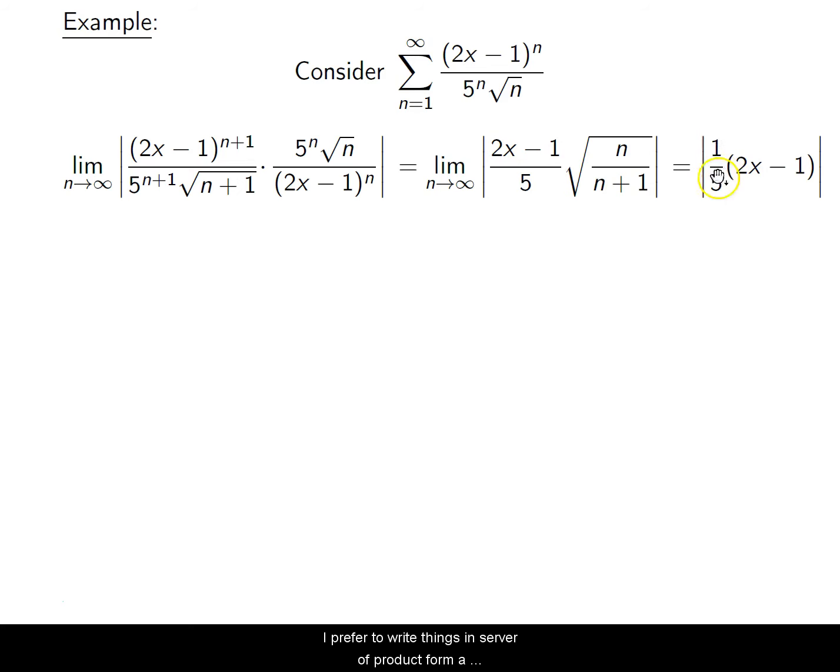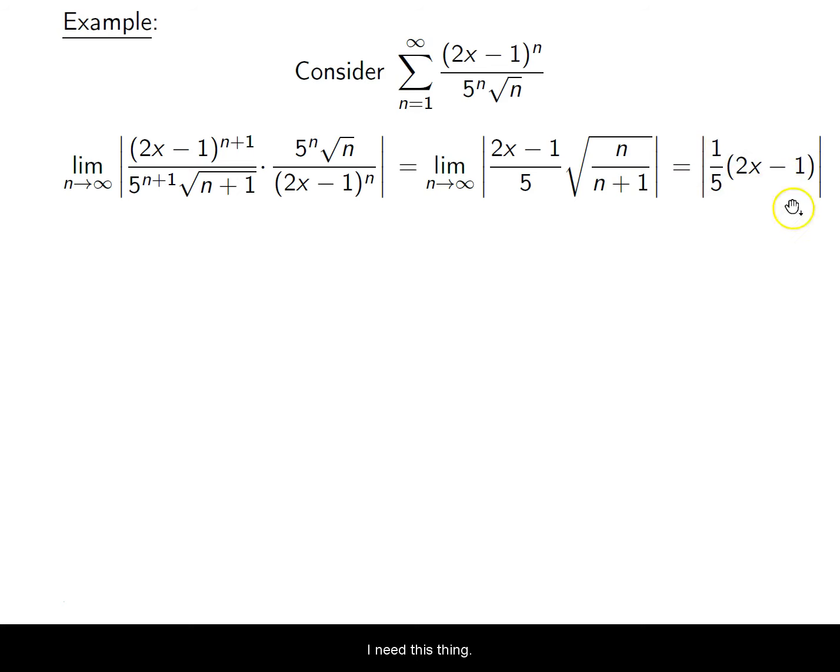So I prefer to write things in sort of a product form. Okay. A fraction times the thing that I have. You can leave it like this inside of your absolute value. I don't really care. It's a matter of kind of preference at this point.